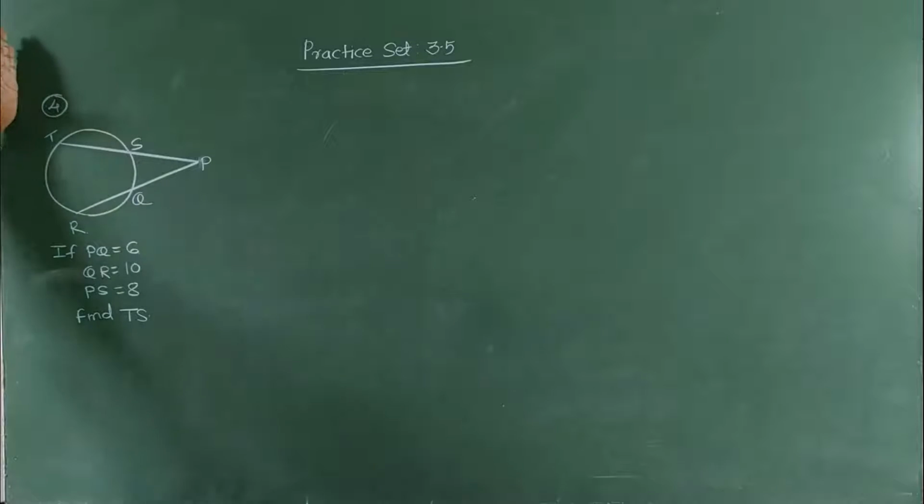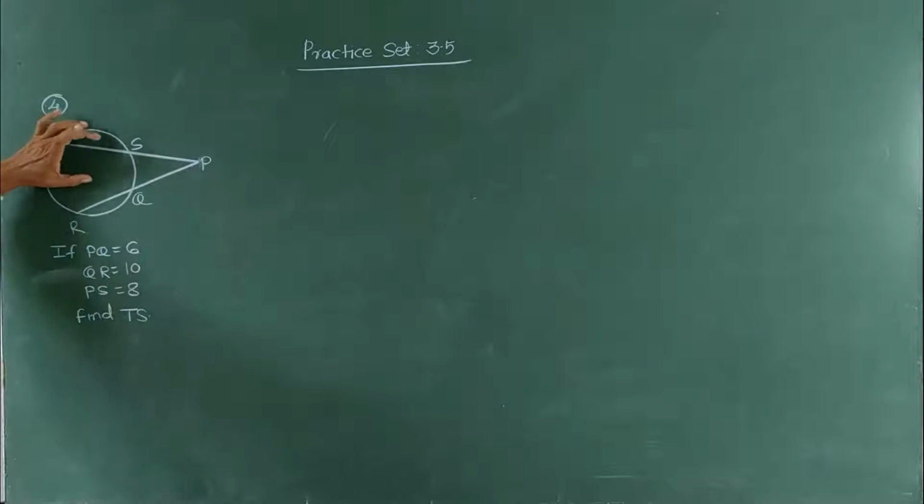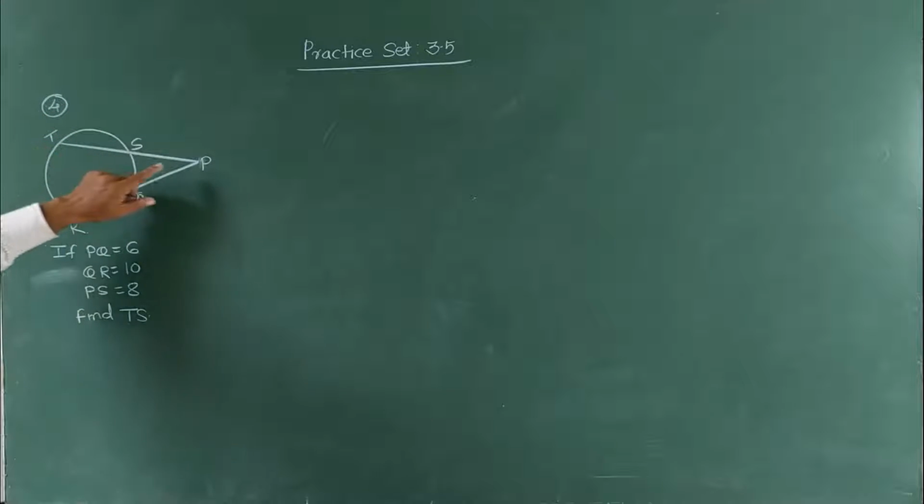Here is example number 4. Here we have the given figure. In this figure there are two intersecting chords outside the circle.